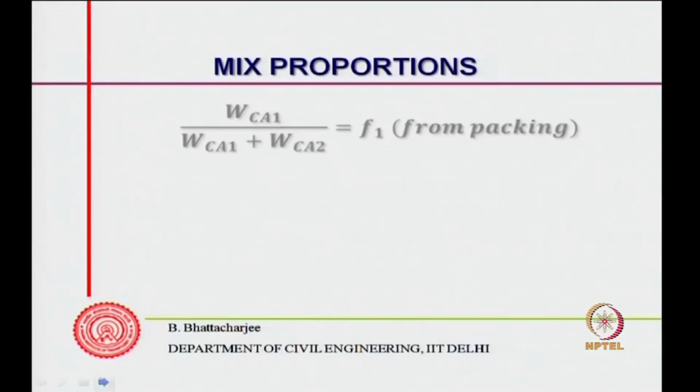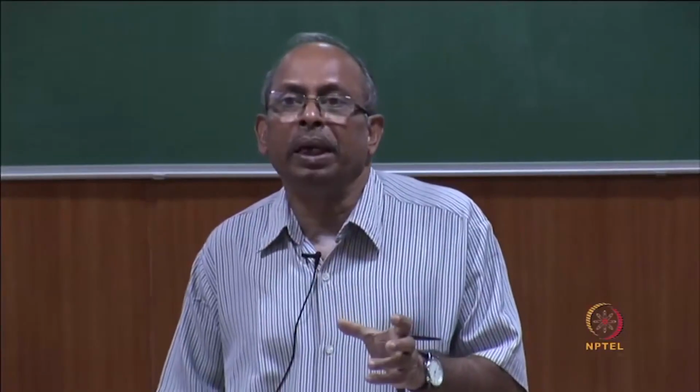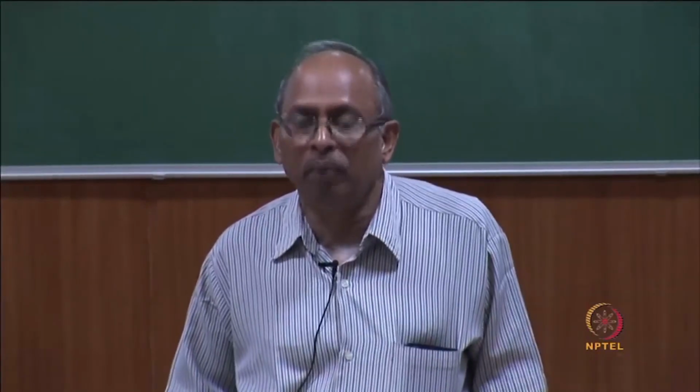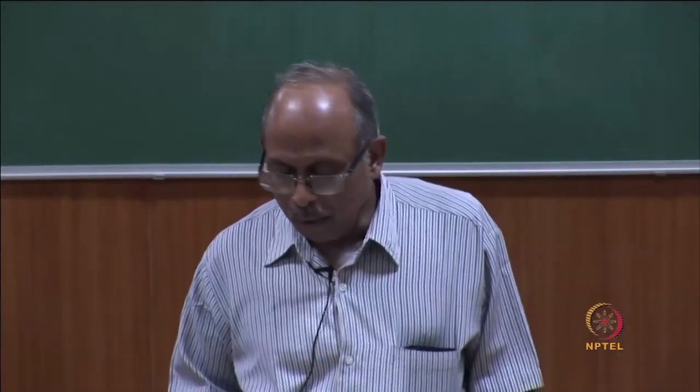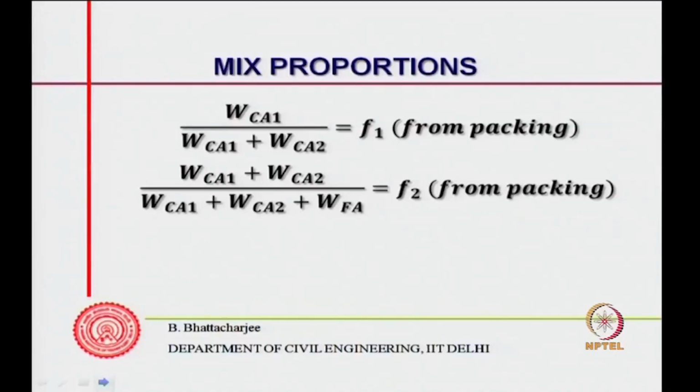Now, you need to determine the other proportions. From packing density, what is the fraction of coarse aggregate 1 in the total coarse aggregate system, that was known to me as F1, from best packing, optimal packing. Similarly, the proportion of coarse aggregate in the total aggregate system, which I can call F2, is also known from packing density.